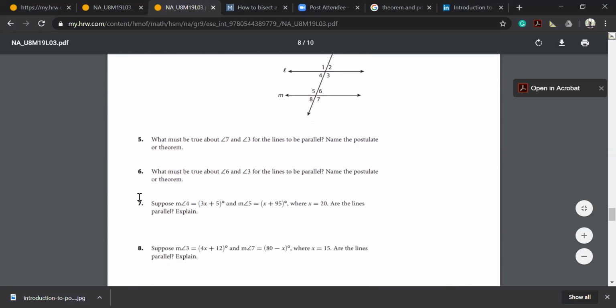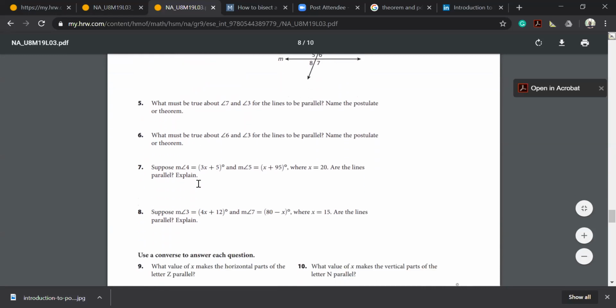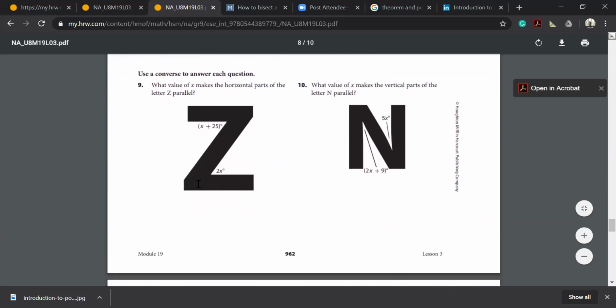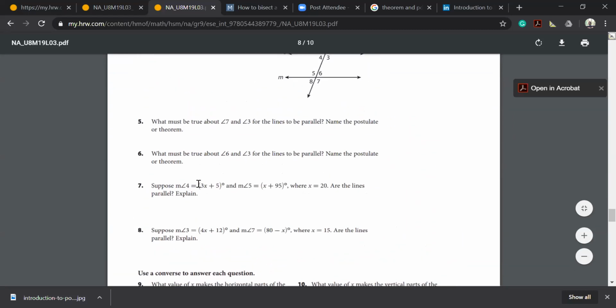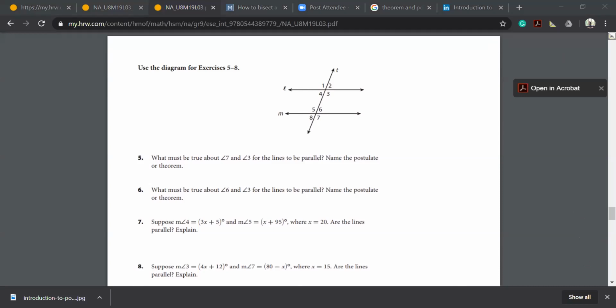Okay. For now, I'm going to do number 6 as classwork. Number 6 is on page 962.